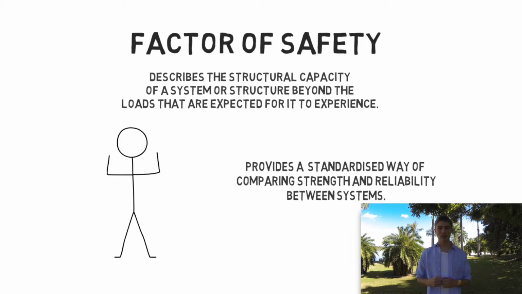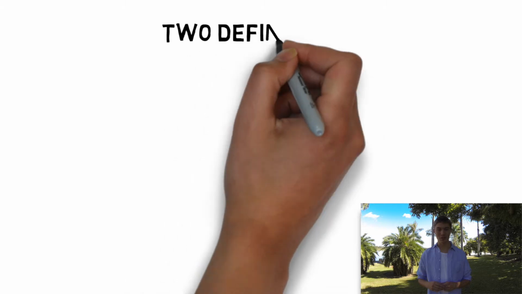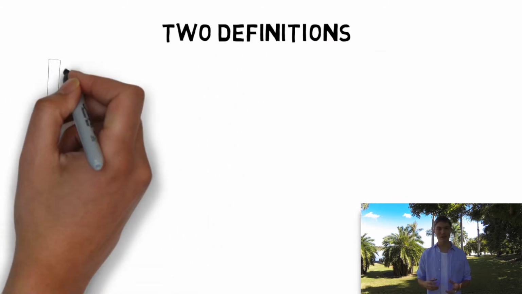Engineers use safety factors both during and after the design stage of many different projects, as they help provide a standardized way for comparing strength and reliability between systems. To most people's surprise, there are actually two types or definitions of what a factor of safety is.